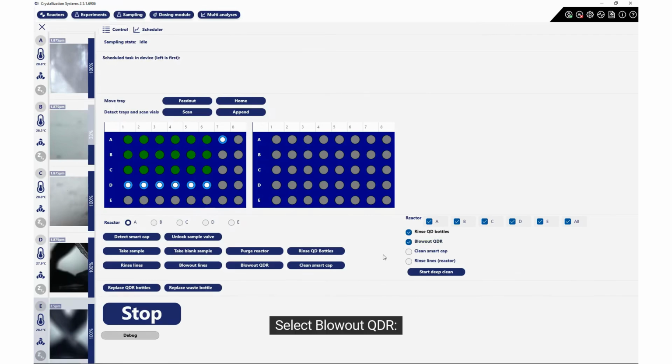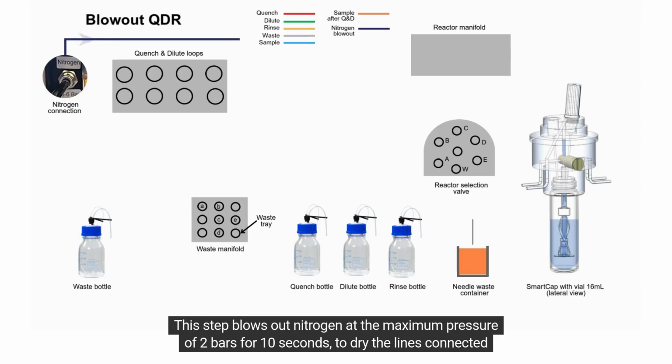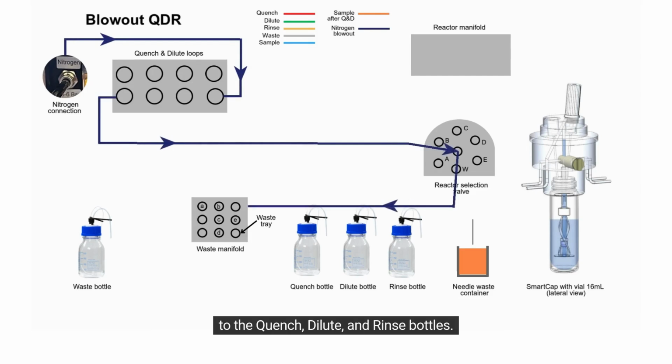Select Blowout QDR. This step blows out nitrogen at the maximum pressure of 2 bars for 10 seconds to dry the lines connected to the quench, dilute, and rinse bottles.